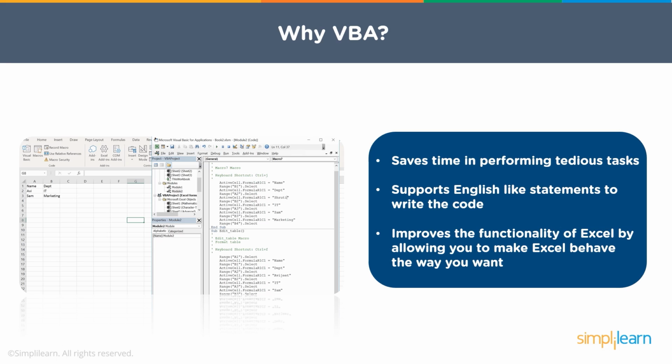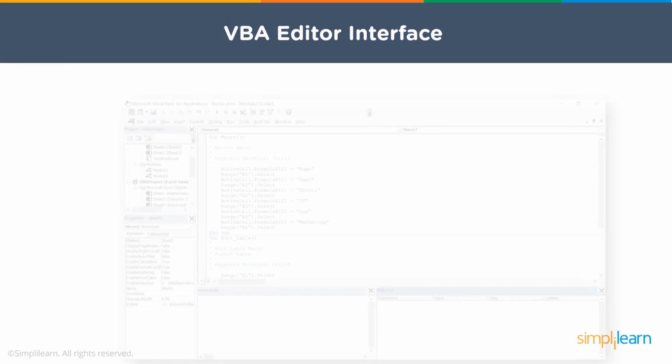Now one more thing is it improves the functionality of Excel by allowing you to make Excel behave the way you want. There are multiple functions that you perform in Excel, like selecting a number of rows or columns or selecting a set of cells in particular. You do it on a daily basis. So these things can easily be performed and easily be edited and executed by using VBA. We will look into those in detail.